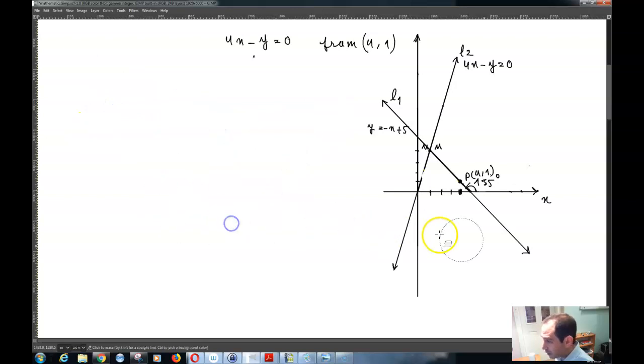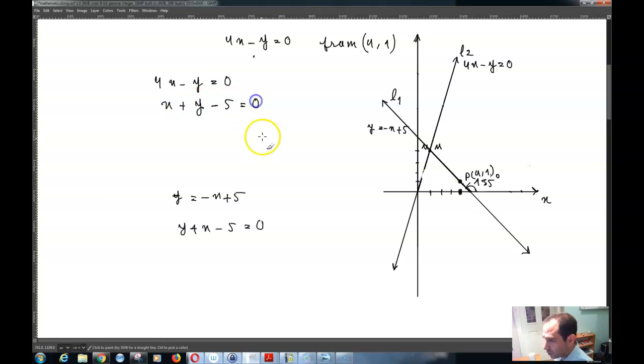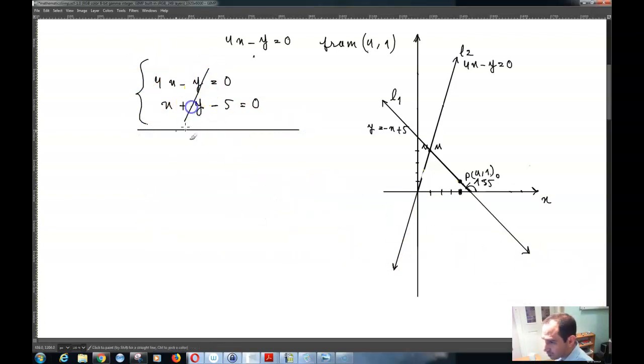Now what you need is, again, the point of intersection of this line, which is 4x minus y is equal to 0, and this line, which is y is equal to negative x plus 5. In order to find that, you can write this line as 4x minus y is equal to 0, and this line as y plus x minus 5 is equal to 0, so x plus y minus 5 is equal to 0. If you add these two equations together, you will get 5x minus 5 is equal to 0. That means that 5x is equal to 5 and x is equal to 1.